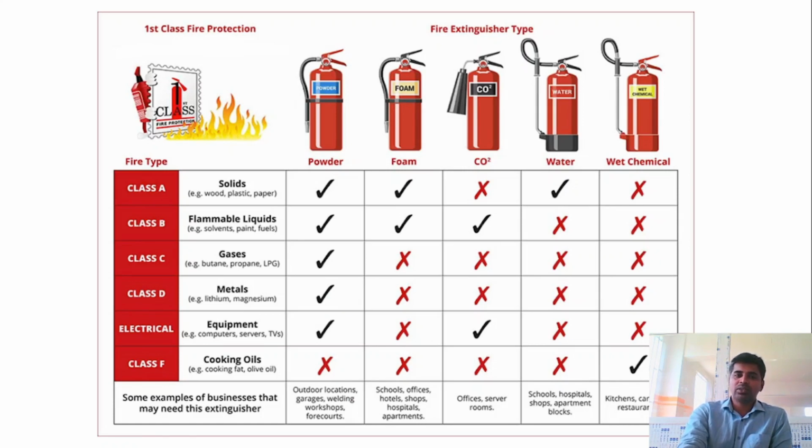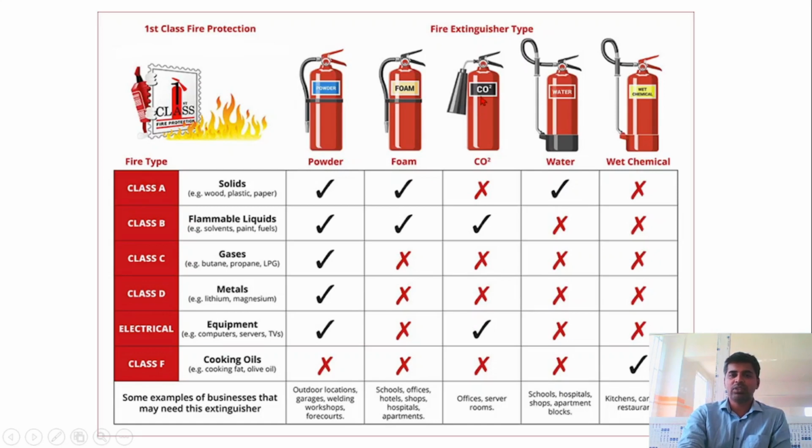Okay, because in schools and offices they won't mostly use gases. And metals are mostly used in the industrial side only. The metallic fire could happen. And the equipment fire also could happen mostly in the industries or software companies. When you see in the software company, they would have CO2 and powder types of extinguisher.